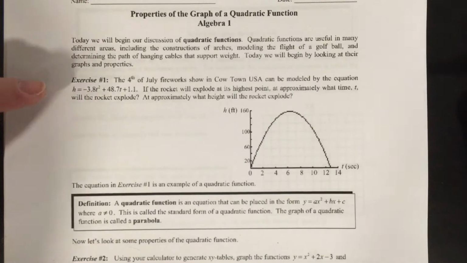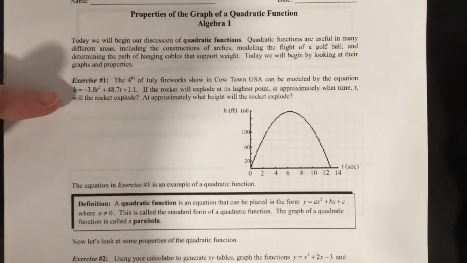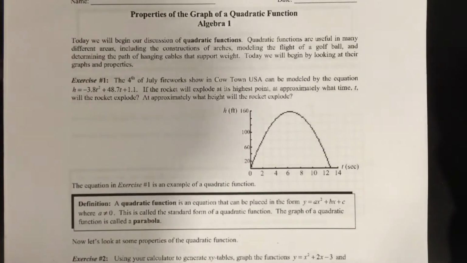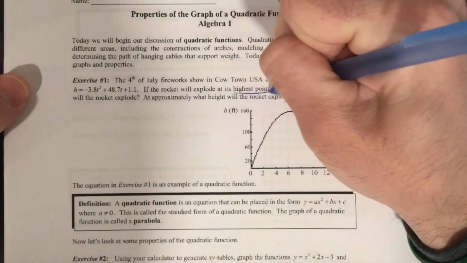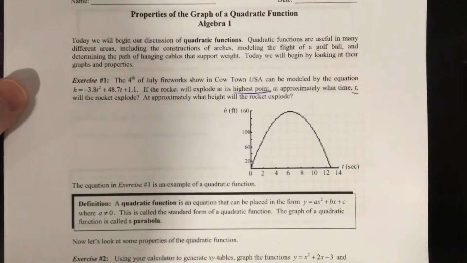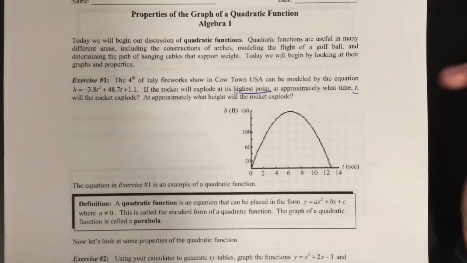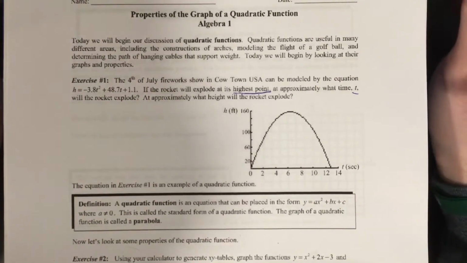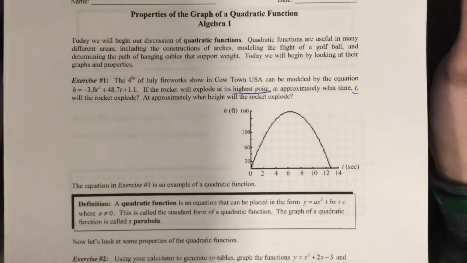Exercise number 1. The 4th of July fireworks show in Cowtown, USA can be modeled by the equation h equals negative 3.8 t squared plus 48.7 t plus 1.1. If the rocket will explode at its highest point, at approximately what time t will the rocket explode? At approximately what height will the rocket explode? Okay, so you could pause this and take a few seconds to do so, and then we will go over this.